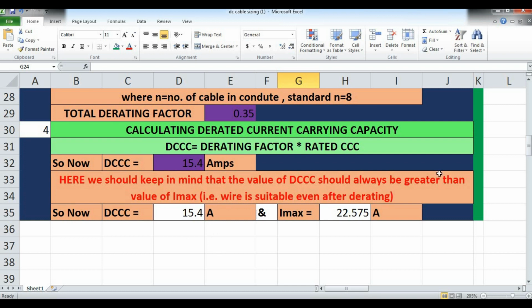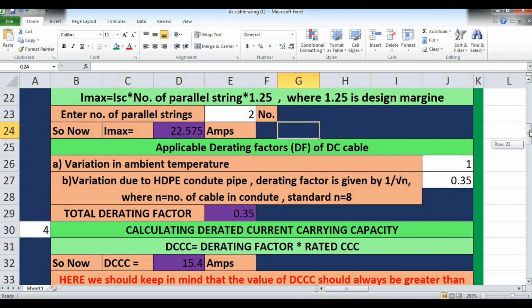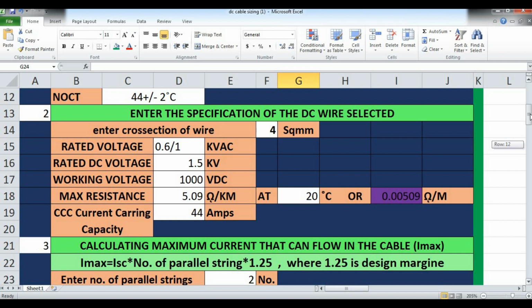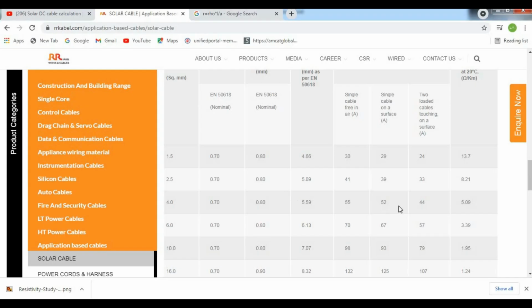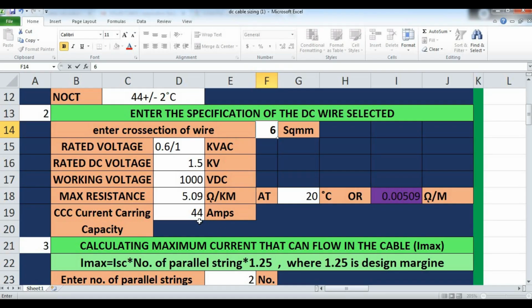So what should we do now? You should select a different cable. Now we will go and select a 6 square mm cable. Let's see what will happen. For the 6 square mm cable, you can see here the current carrying capacity is 57, as it's given here. So we will put 57 amps here as our current carrying capacity.